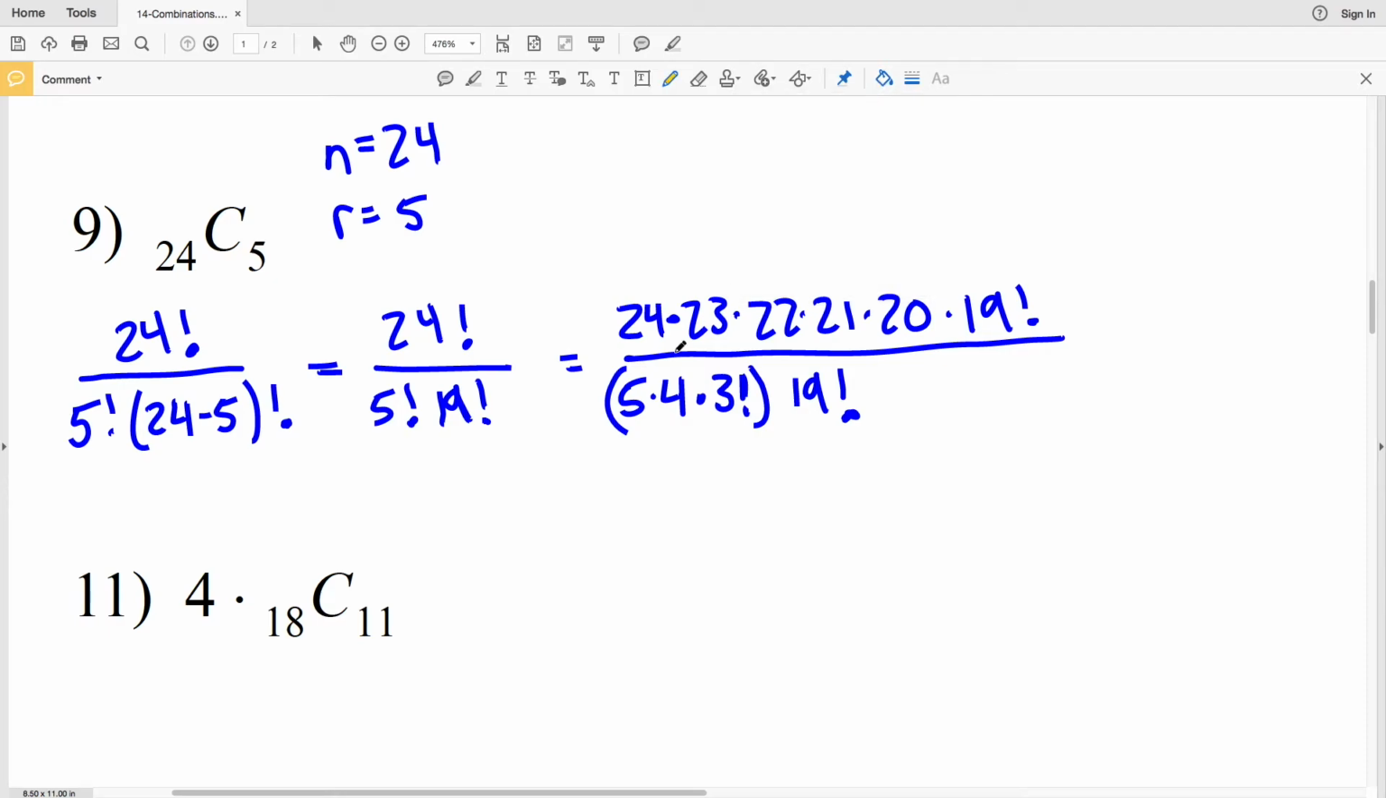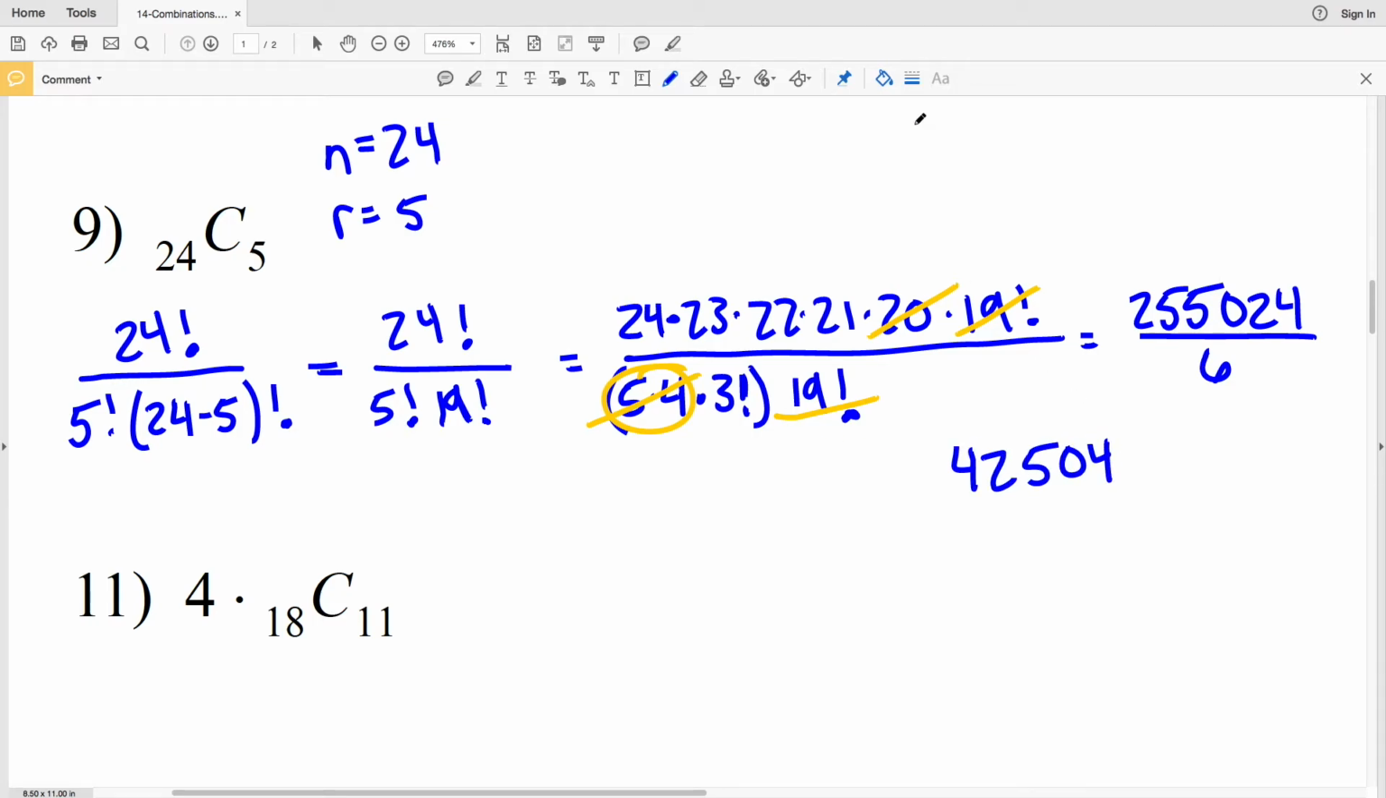Now you may be asking me why I wrote it as 5 times 4 times 3 factorial as opposed to just 5 factorial. Well, I know my 19 factorial will cancel out the 19 factorial, and 5 times 4 will cancel out with 20, since 5 times 4 is 20. So 24 times 23 times 22 times 21 is 255,024. And I'm going to be dividing that by 3 factorial, which is 3 times 2, or 6. So when I divide that by 6, I'll get 42,504 as my solution in number 9.